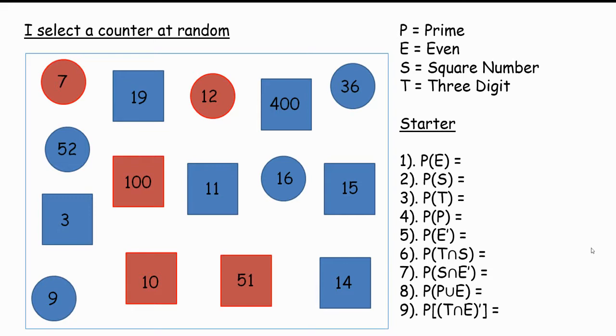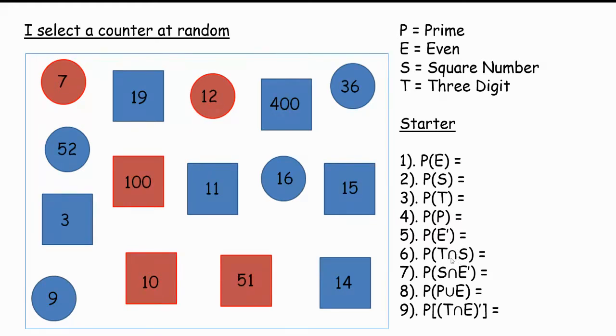So P bracket something means probability something happens. E is even number, so what's the chances I get an even number if I pick one at random? What's the chances I get a square number, a three-digit number, a prime number? The little dash is not, so what is the chances I do not get an even number?